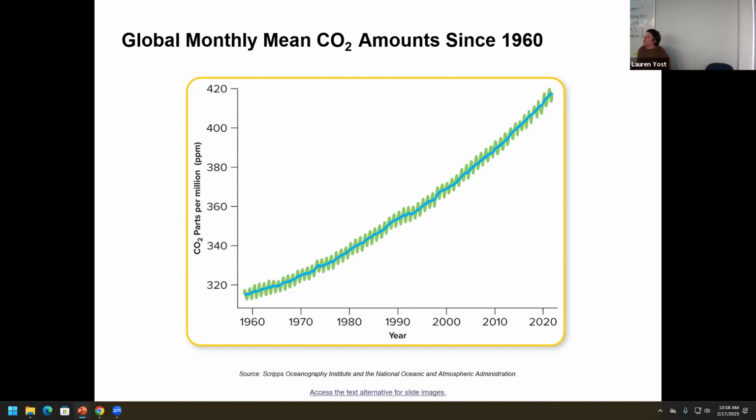Now, how detrimental that will end up being and how much we can recover from that, that is still up for debate, of course, and what can be done about it, still up for debate.